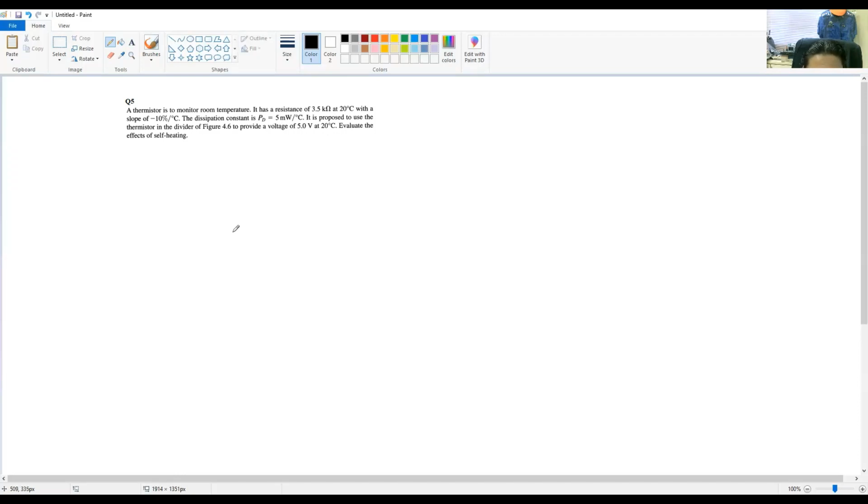So at 20 Celsius, the thermistor resistance will be 3.5. This is given here, 3.5. So from this we can calculate the VD, using the voltage divider rule: 3.5 kilo ohms plus 3.5 kilo ohms, multiplied by 10. So it works.